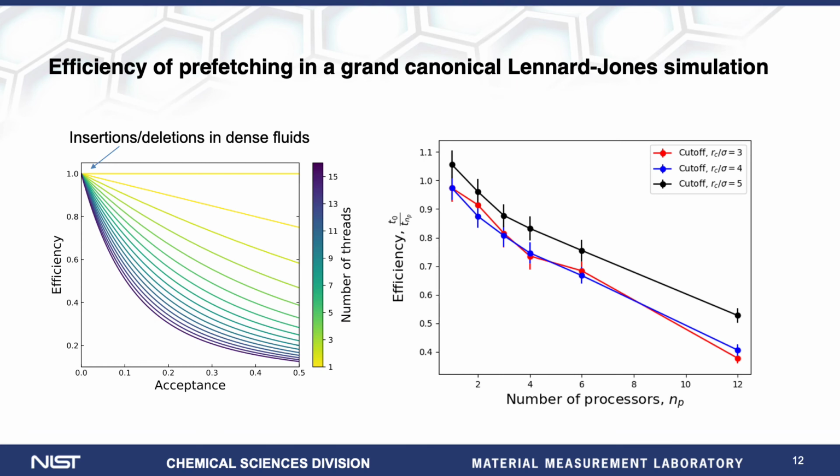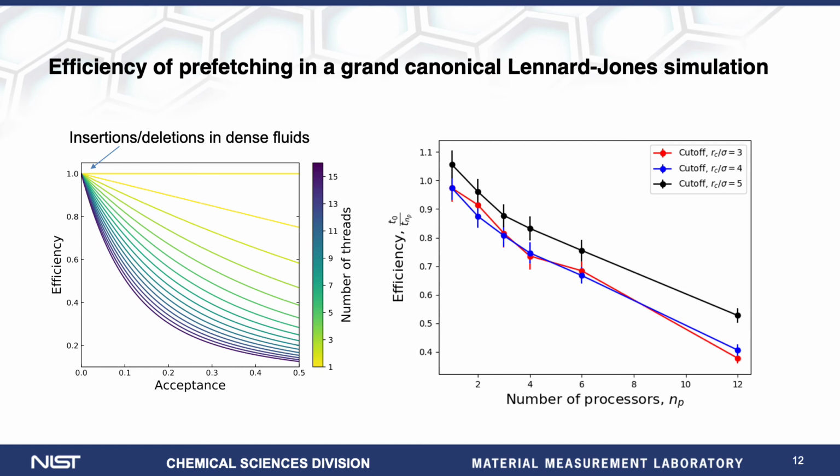Now, everything I showed before was for the canonical ensemble simulations with only the standard single particle perturbation trials. But in the grand canonical ensemble, prefetching is even better. This is because there are also insertions and deletions. So in a dense fluid, these insertions and deletions typically have low acceptance. And if we look back at the theoretical maximum efficiency in prefetching that I showed before, remember that low acceptance trials with prefetching can improve efficiency over more processors. Thus, the prefetching efficiency in the grand canonical ensemble simulations is even higher than in the canonical ensemble.